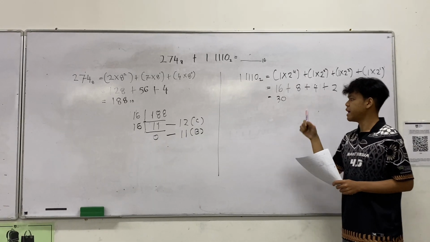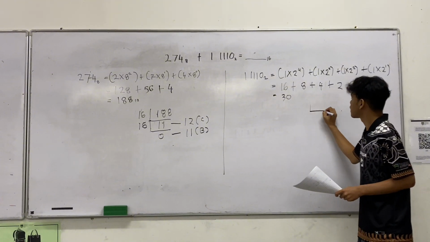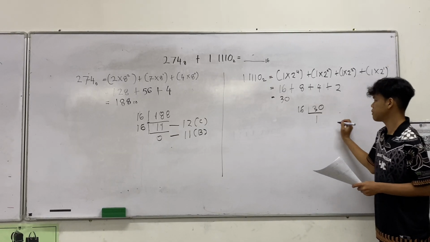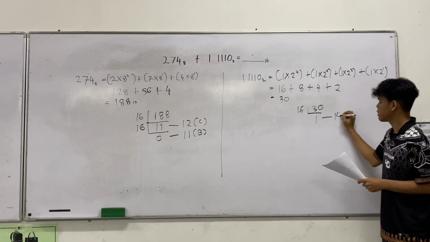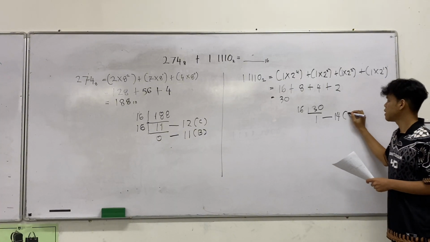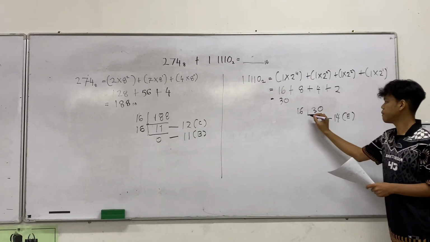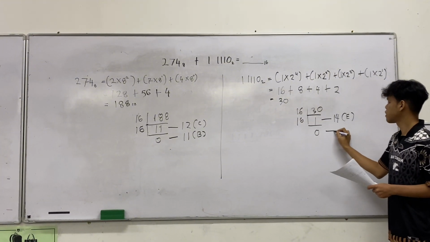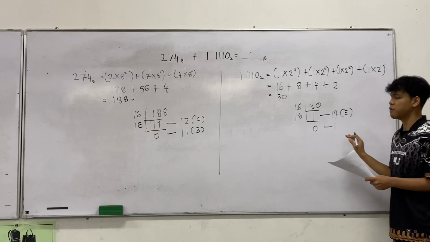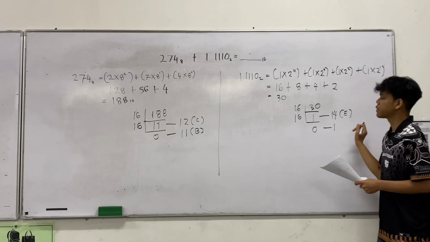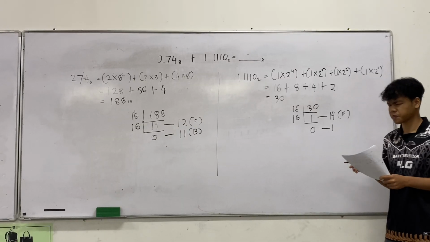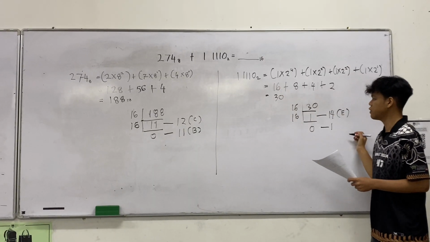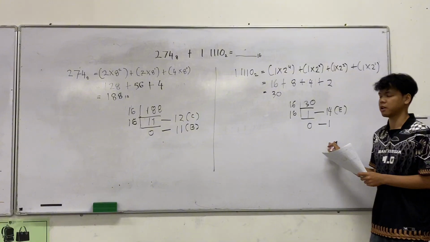So now we want to divide by 16. 30 divided by 16 equals 1, remainder 14, which in hexadecimal is E. Next, 1 divided by 16 equals 0, so we got remainder 1. So we finally get all this number into a hexadecimal conversion.